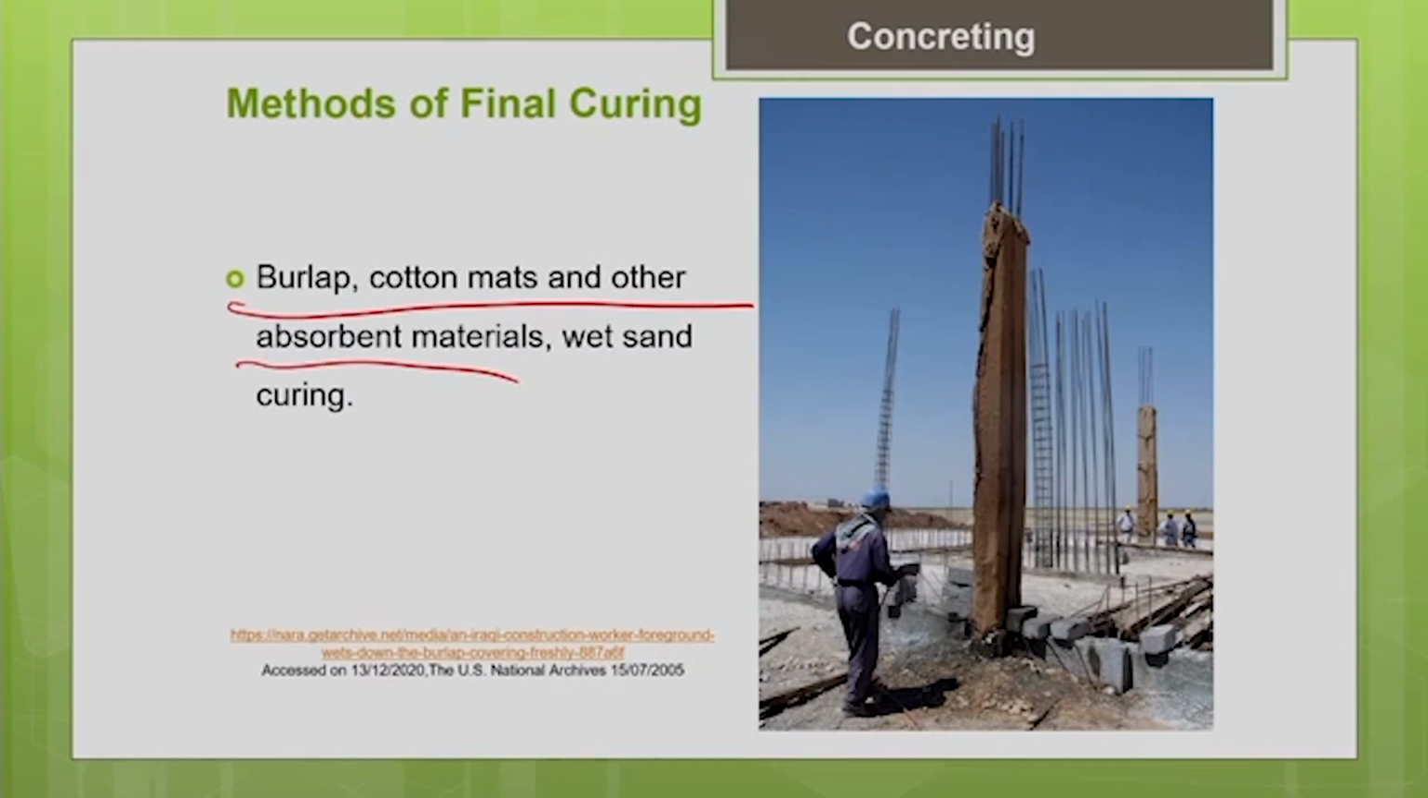But for vertical elements like columns, we can go for these kinds of methods. We can go for water spraying. You can go for wet gunny bags, wet burlap or cotton mats, any absorbent material you can soak in water and put on the surface of the structural element. You can also go for wet sand curing or wet earth curing.